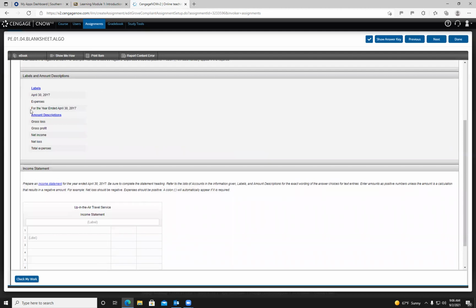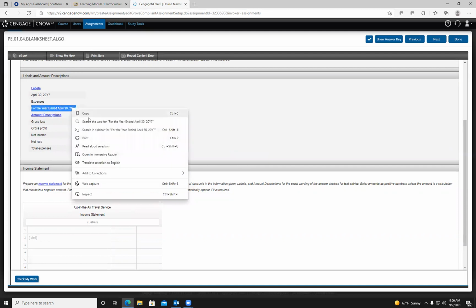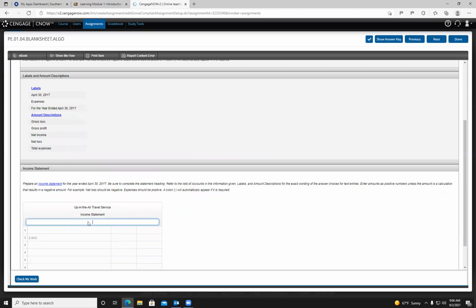We're going to start with our labels. So the first label here is the label that comes under the income statement. This is going to give you your time period. Okay, so first thing you do is I copy and paste. It cuts down time, and it makes it easier. So the first thing you do is you put in your label, showing the time period that this report is for. And this is telling us it's for the year, which ended April 30th.